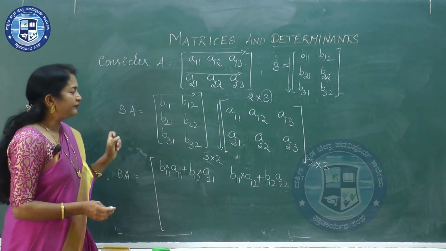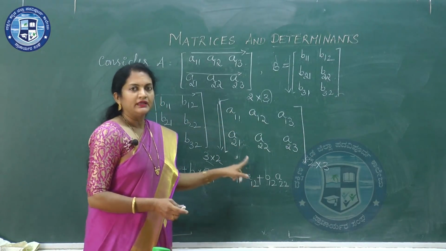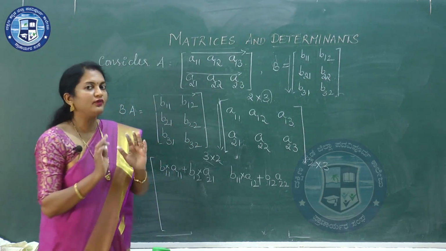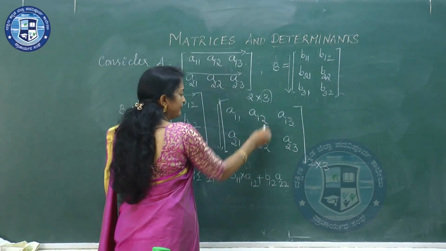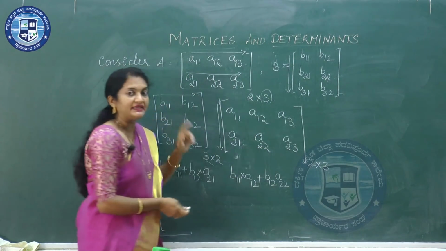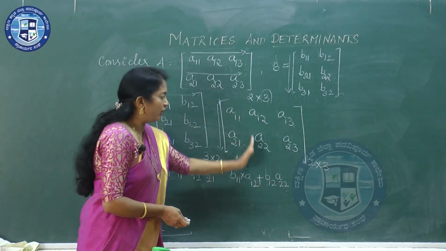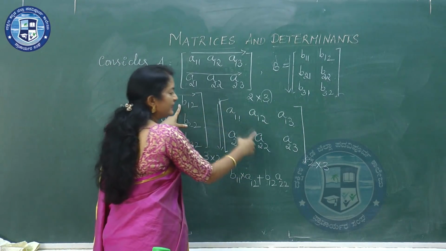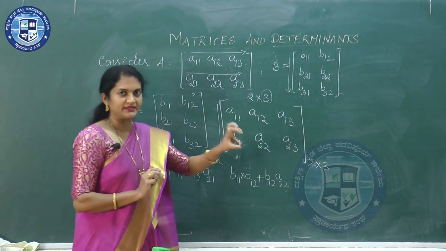Once again I am saying, when we are selecting a row and a column, all the products we will be taking as a sum. We will not write them as single elements. That means B11 into A12 as one single element and B12 into A22 as another single element, we will not write. When we choose a row and a column, first element product plus second element product. Like that we have to take the sum of all the products.